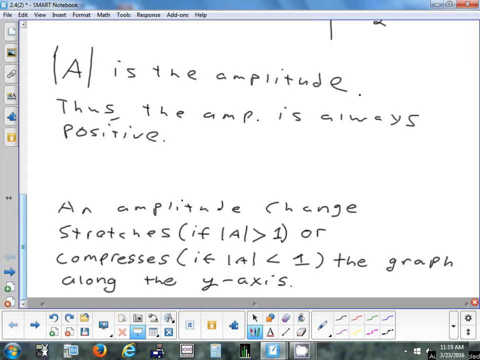Okay, so if I put a -5 in front, that's still going to stretch it. Think of the negative as something separate. The negative is going to cause your graph to do a flip, but it's the 5 part of that that would cause it to stretch. If I put 1/3 in front of the sine or cosine function, that would cause it to compress. 1/3 is less than 1.